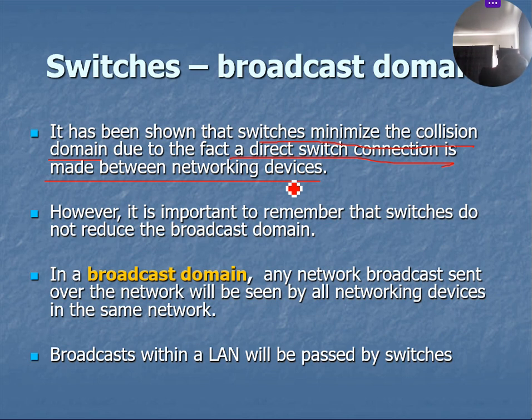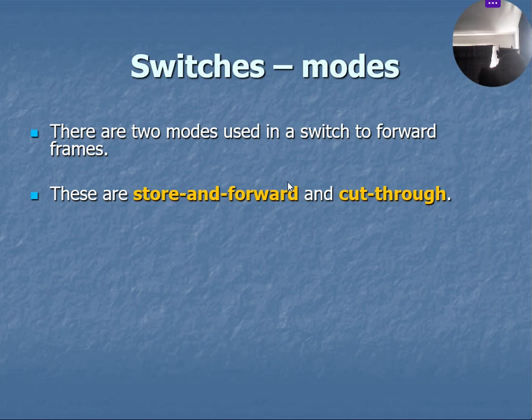However, beyond this advantage, it is very important to remember that switches do not reduce the broadcast domain. That is for a connection whenever two computers want to communicate with themselves. But when we broadcast on the local area network, the switch does not reduce this. Everything you broadcast will be received by all the hosts on the LAN. In a broadcast domain, any network broadcast sent over the network will be seen by all the networking devices. Broadcasts within a LAN will be passed on by switches. Once there's a broadcast, the switch will just pass it on.